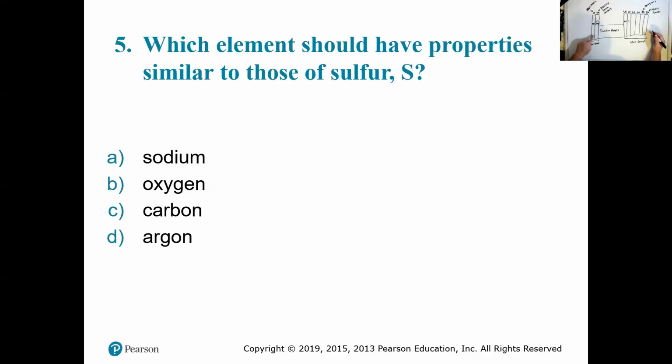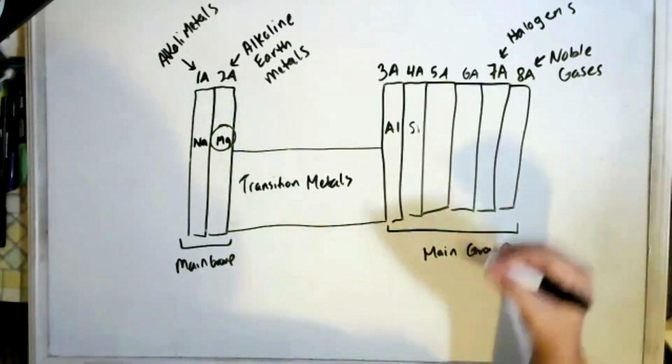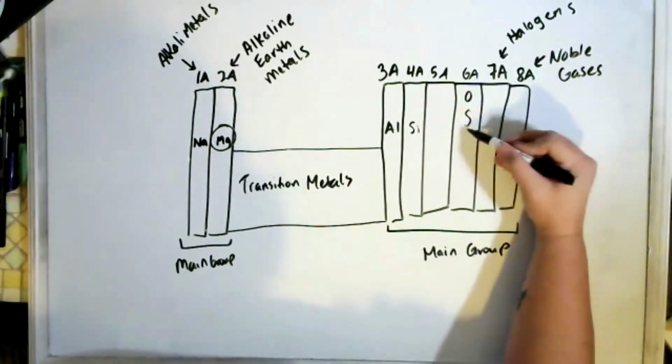That's because everything in these columns are similar to each other. Like everything in column 8A, noble gases, these are all similar to each other. So when they ask you a question like this one, they want you to find sulfur on the periodic table. And they're going to want you to see what other elements are in the same column as sulfur, because those elements are going to have properties that are similar to sulfur.